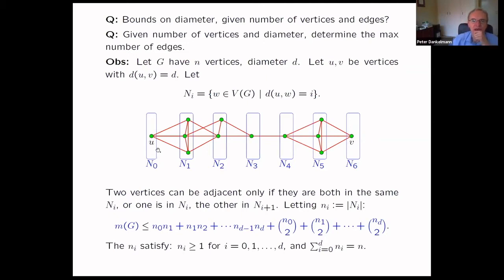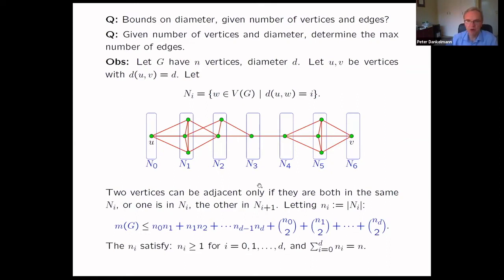And now I want to look at the set of vertices at distance 1 from u. I call that n1. The set of vertices at distance 2 from u, I call that n2. The set of vertices at distance 3 from u, I call that n3, and so on. And in n0, for example, that set contains just vertex u. And the set nd, in this case n6, contains vertex v. It could theoretically also contain other vertices, because v doesn't have to be the only vertex at distance d.